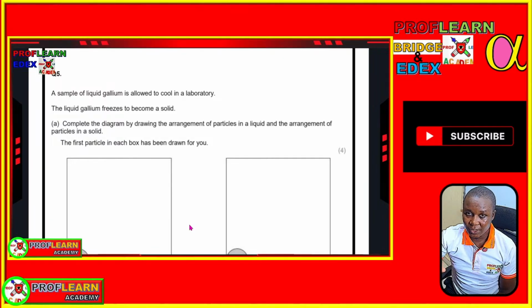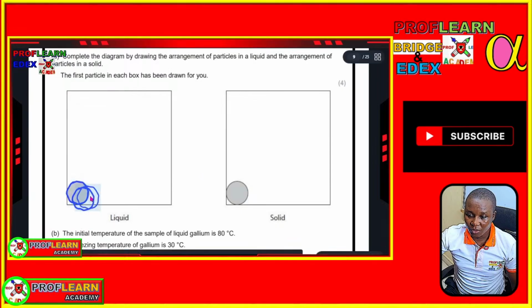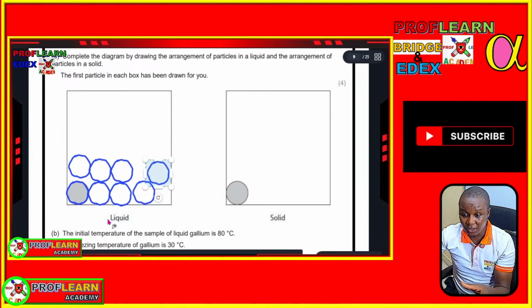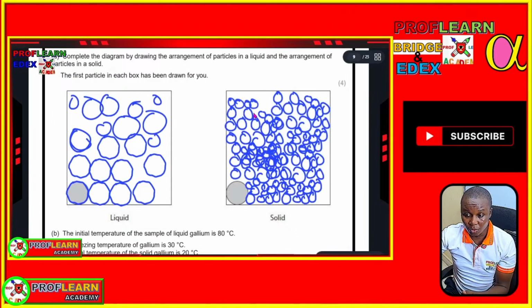For gases, particles are much farther apart and they move randomly. For liquids, they are closer. For solids, particles are fixed and arranged in regular patterns. So you can see here we are supposed to identify different arrangements for liquids and solids. For liquids, the particles are a bit spaced, and they slide over each other. They have larger intermolecular spaces compared to solids.